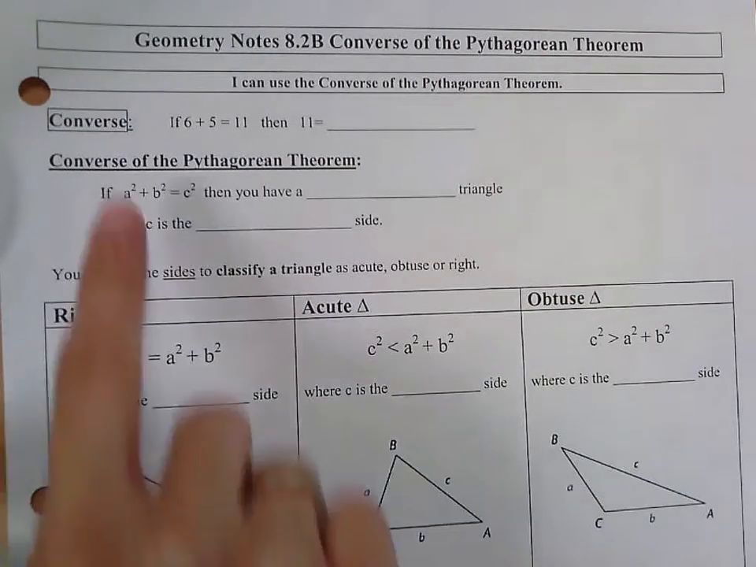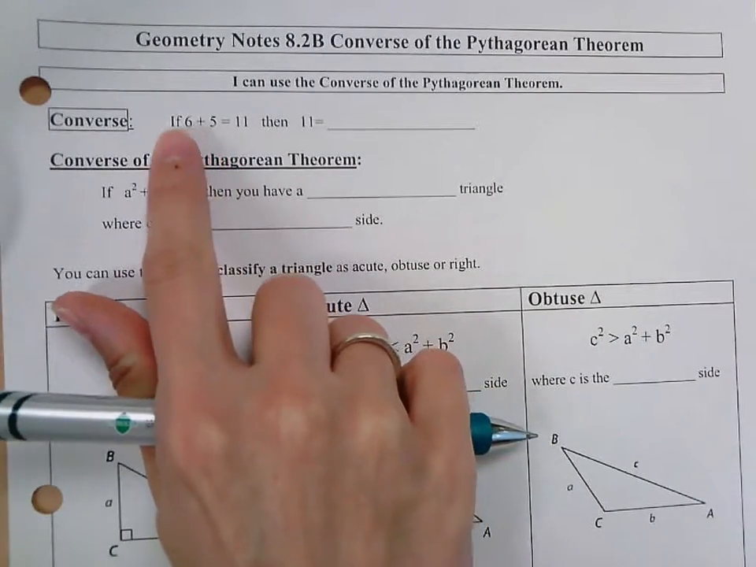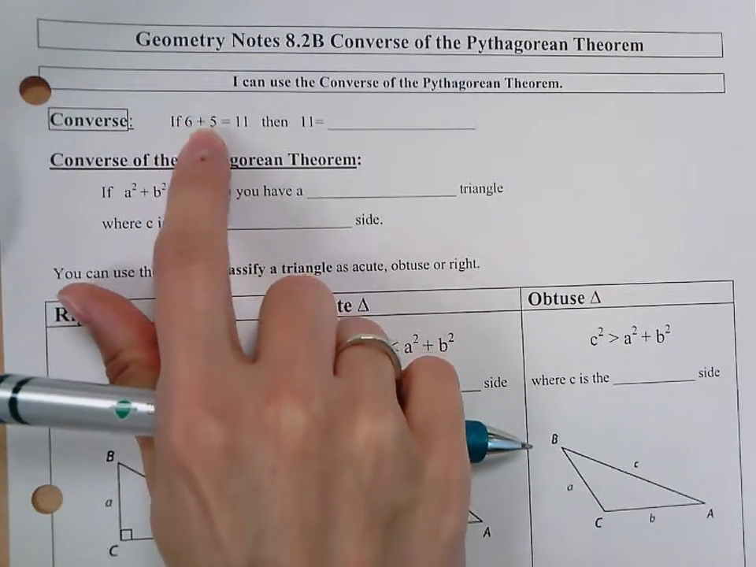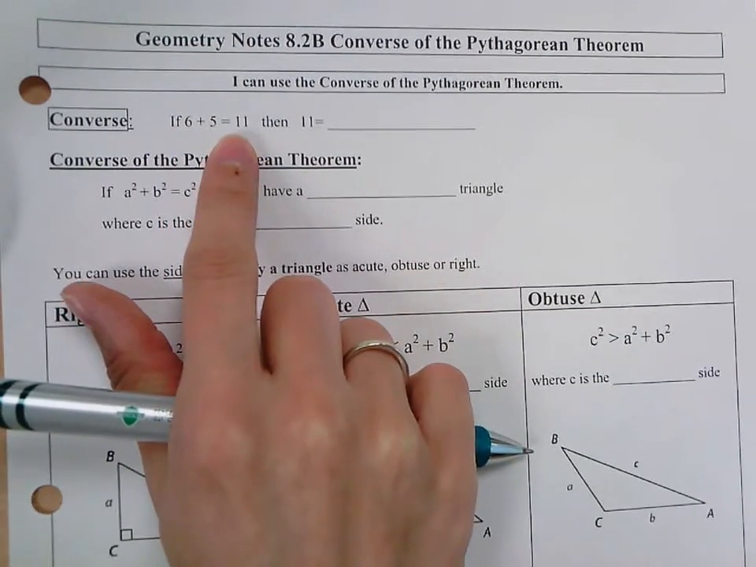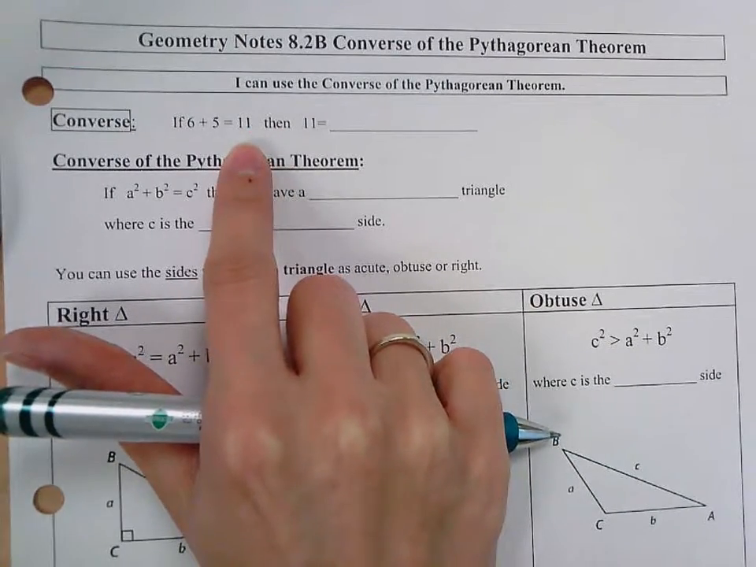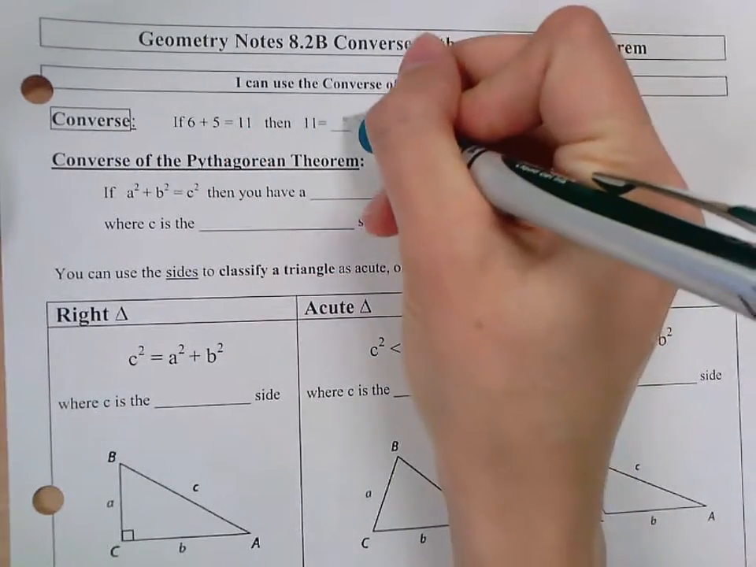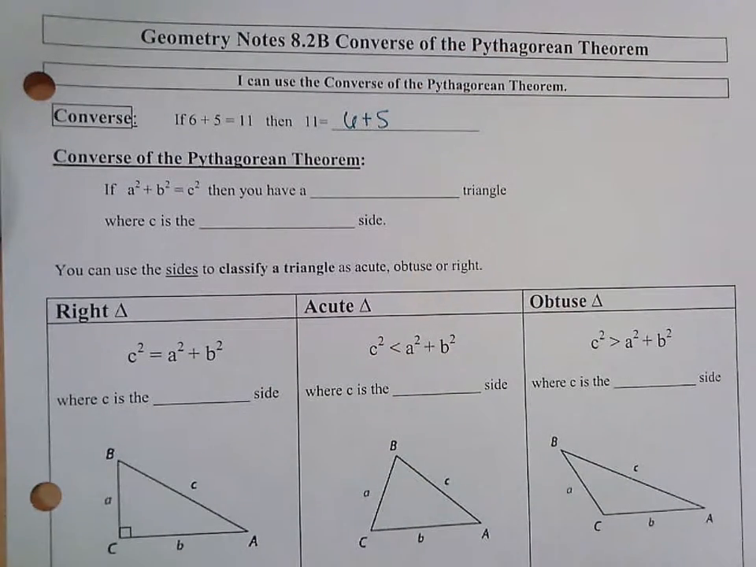So converse in general, what that means is, say normally when you get an addition problem, you have like 6 plus 5, and you would give the answer as 11. The converse would be being given the 11, given the answer, and saying that is equal to 6 plus 5. So it's kind of switching around your hypothesis and your conclusion, if you think of it that way.